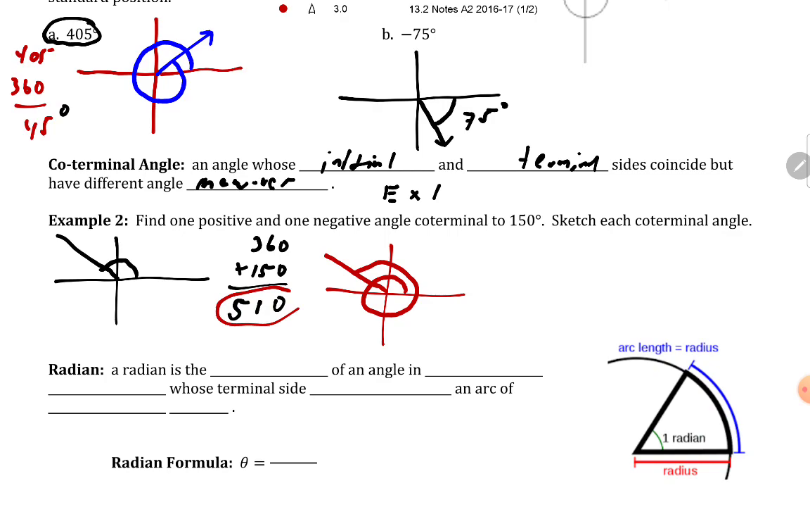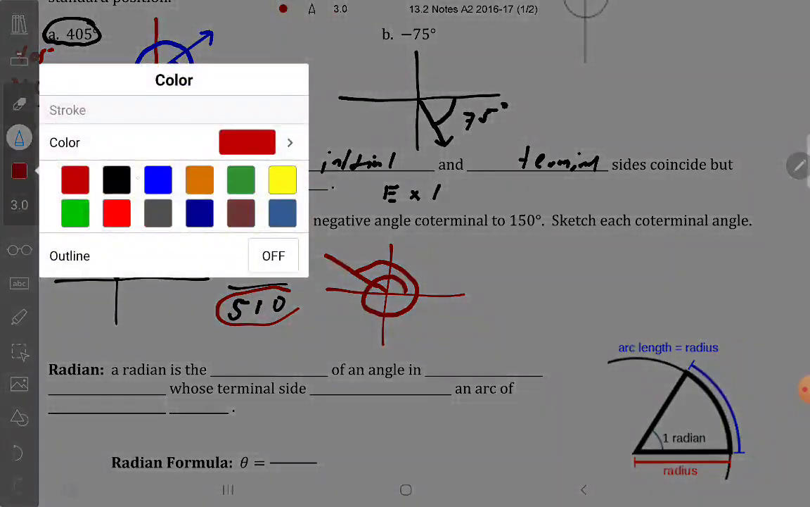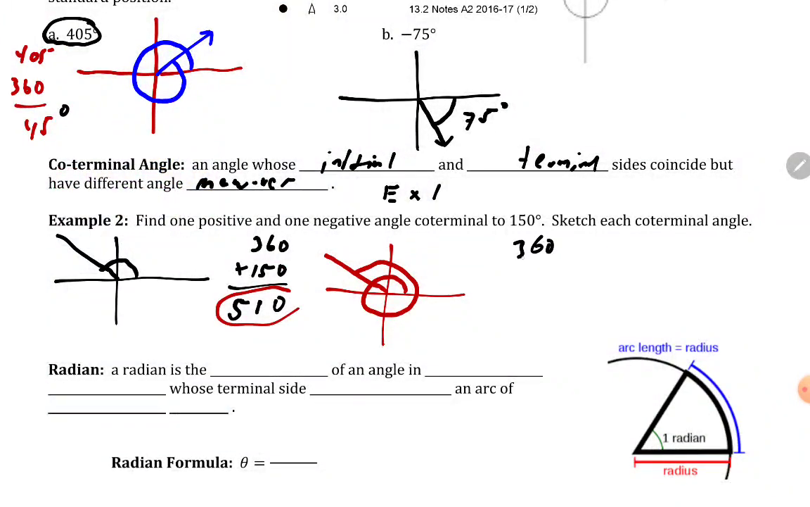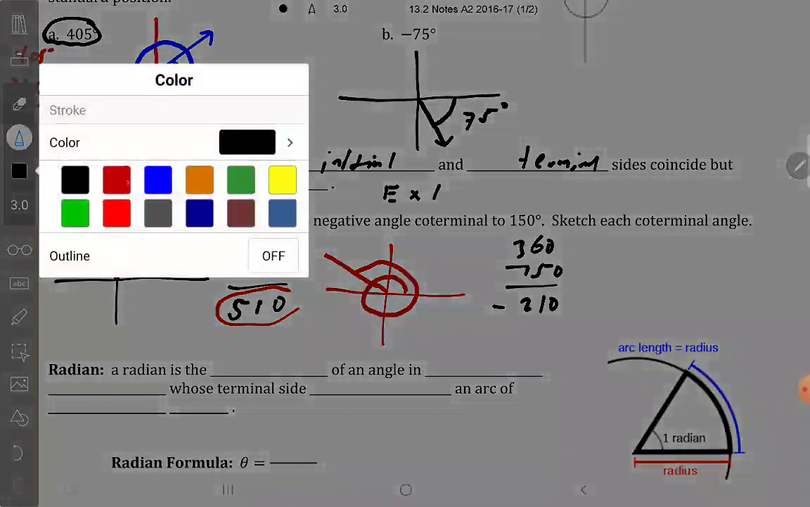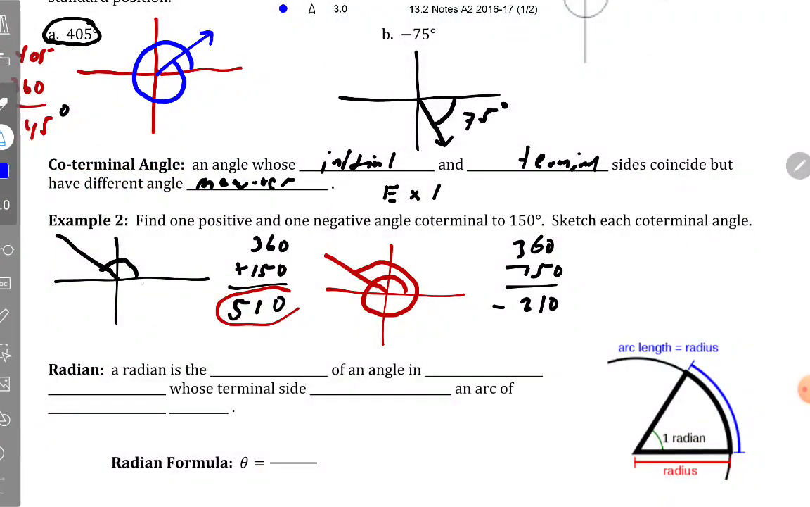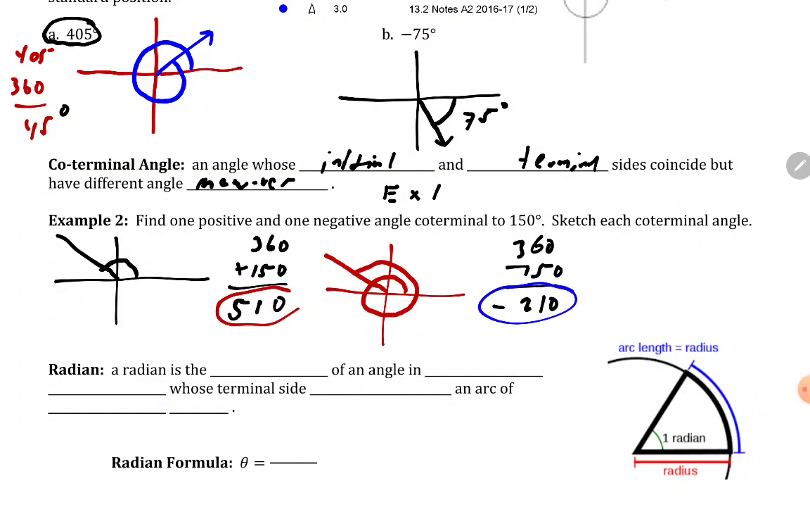And then to find the negative coterminal angle, all you do is take 360 minus 150. And that'll give us 210, and then we just make it negative. So this one will be the blue. And I'll just put it on the original picture here. The blue angle would look like that.